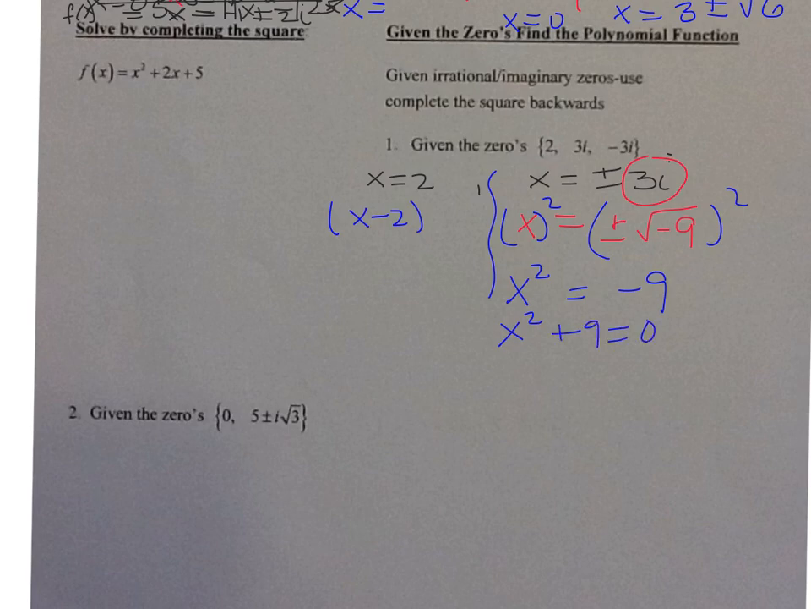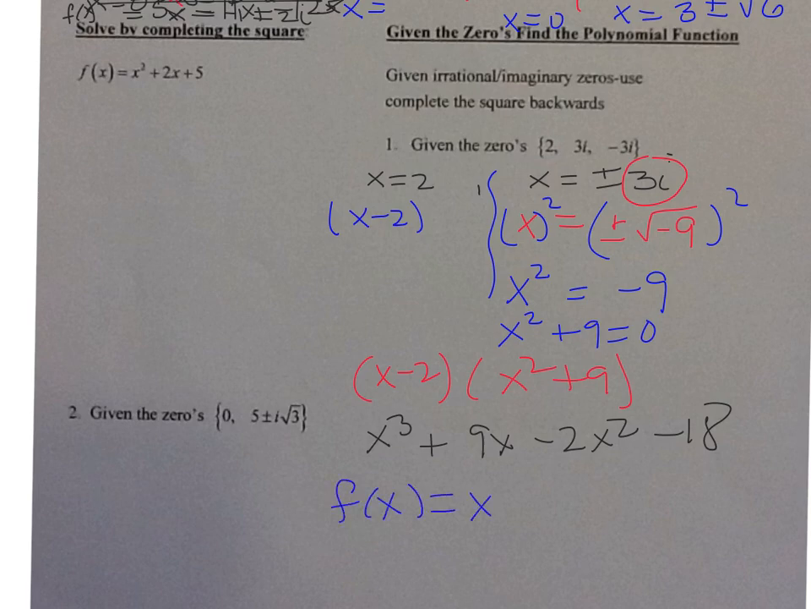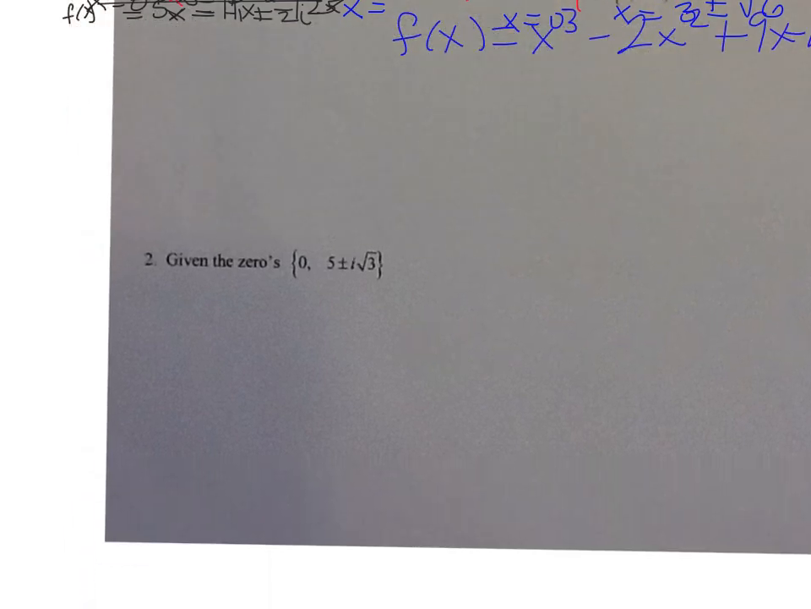So that's a factor. So I have (x minus 2) times (x squared plus 9). And now I'm going to double distribute. x to the third plus 9x minus 2x squared minus 18. And let's just put it in the right order, and we'll write it as a function. So it would be f of x is equal to x to the third minus 2x squared plus 9x minus 18.